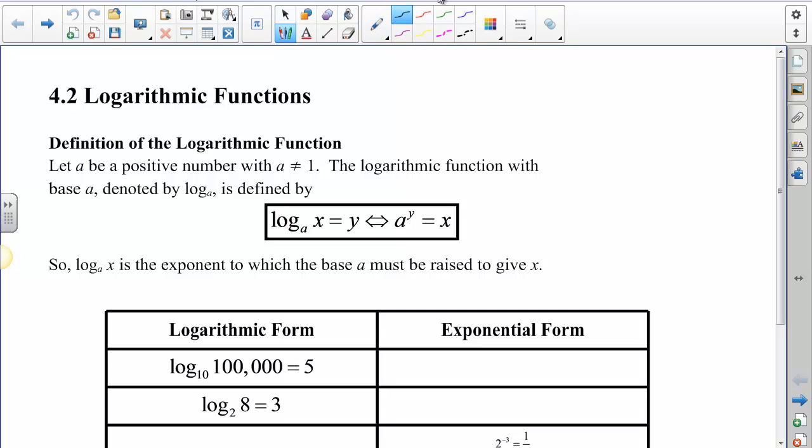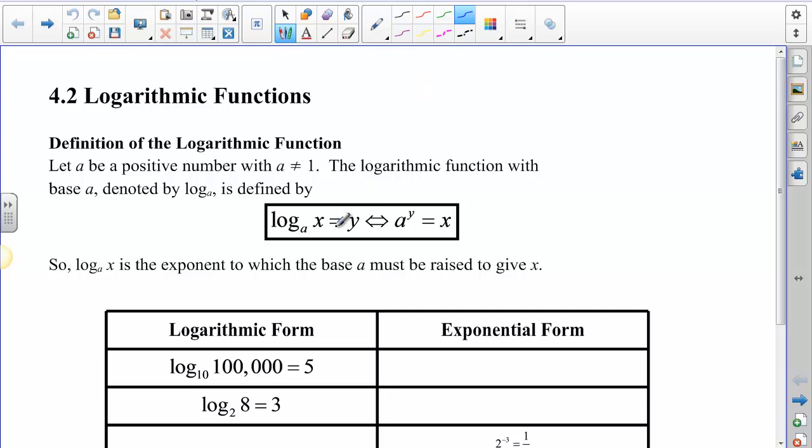The reason we're talking about logarithmic functions after having talked about exponential functions is because they're inverses. To undo an exponential function, we take the logarithm of the function and vice versa. To undo logarithms, we do exponentials.